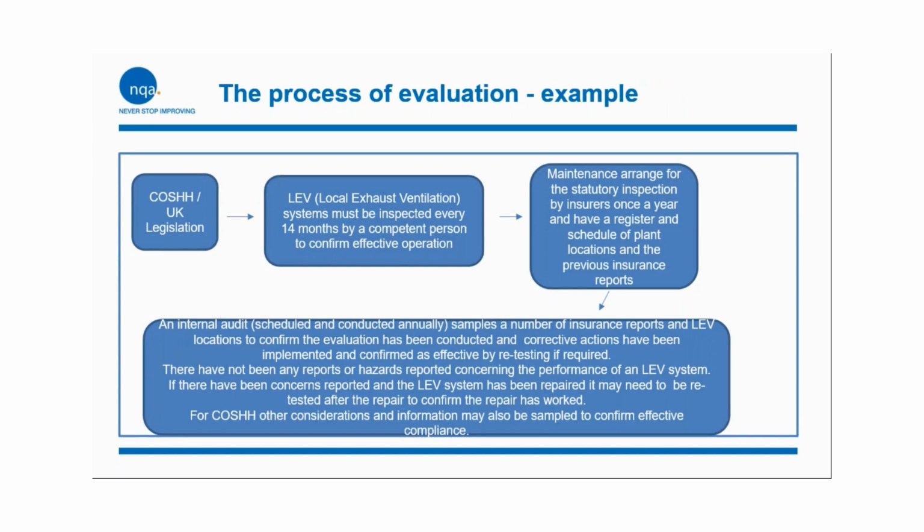Here's a quick example of an evaluation process. COSHH is a requirement within the UK legislation. So that may include some local exhaust ventilation systems, and they need to be inspected under the COSHH regulations in the UK every 14 months by a competent person. Maintenance arrangements may then happen to maintain the equipment, etc. And it may be your insurers or another interested party that are undertaking that inspection and confirming that process control. It also may need specialist support in terms of monitoring and measurement and ensuring that the system not only operates, but operates effectively given the particular application for that particular process or activity.